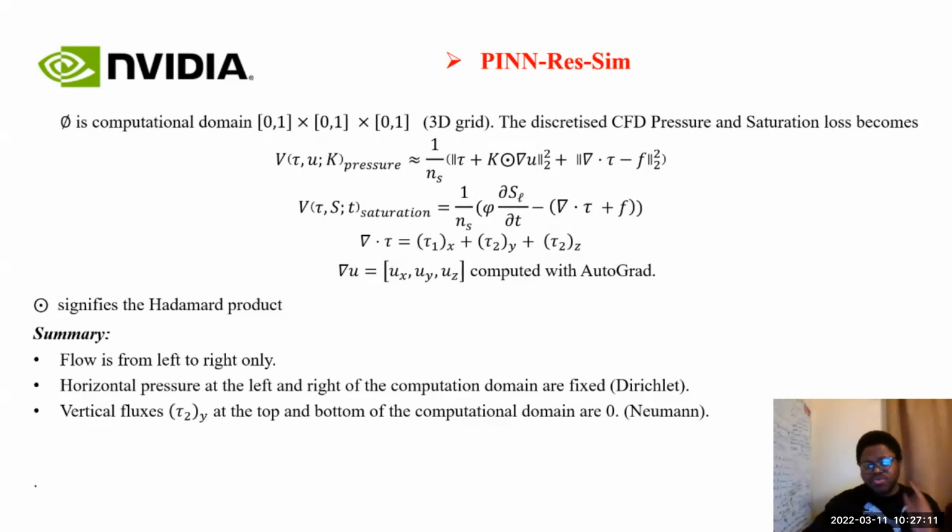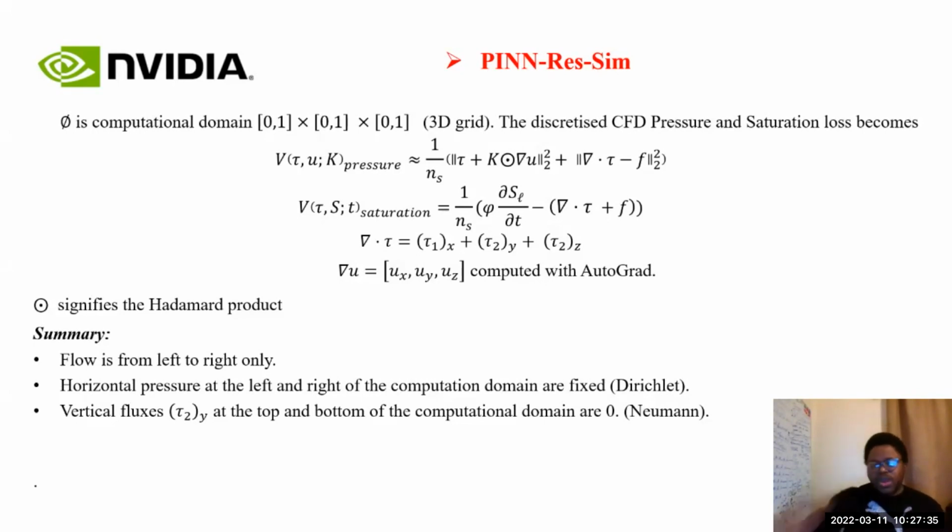Now, we assume the flow is from left to right. It doesn't go from up to down, it's left to right. So if you assume there's an aquifer by the left of your reservoir, so you have an infinite pressure acting on the left, you could make that pressure fixed, or you could give it to 0. The left and right of the computational domain is a Dirichlet, so you can fix the pressure there, and then you can fix the flux.